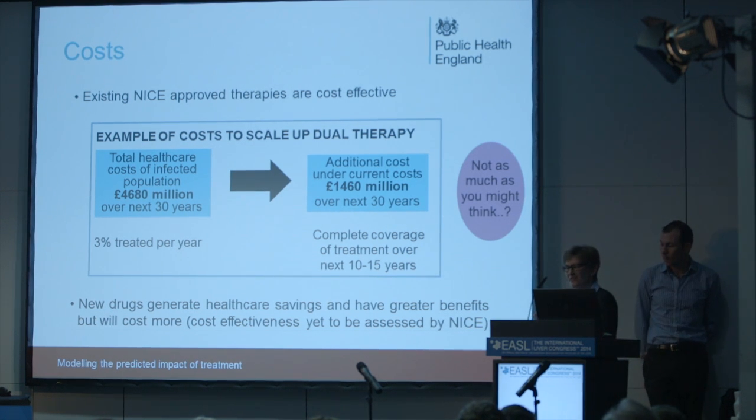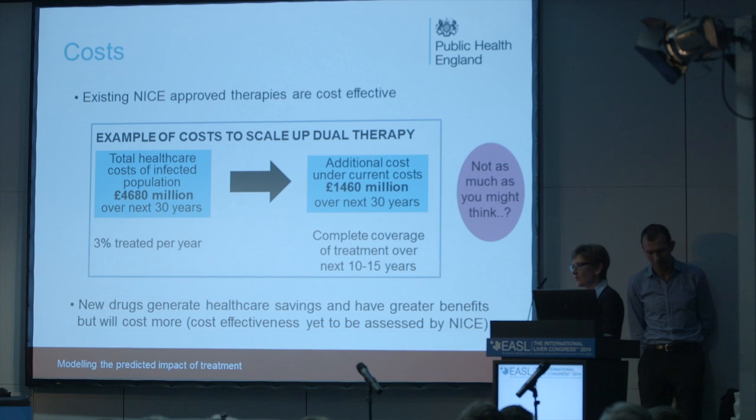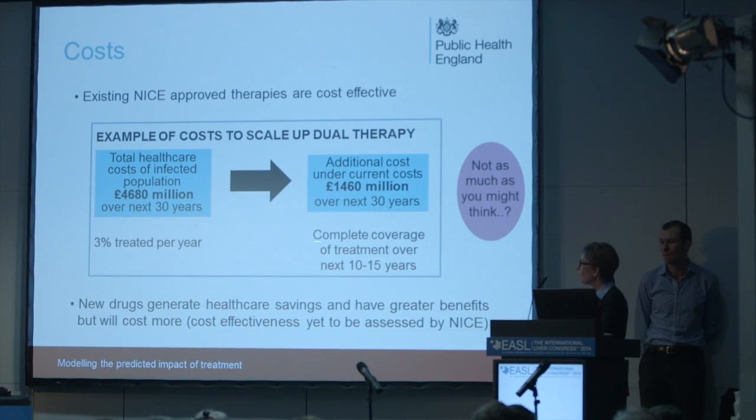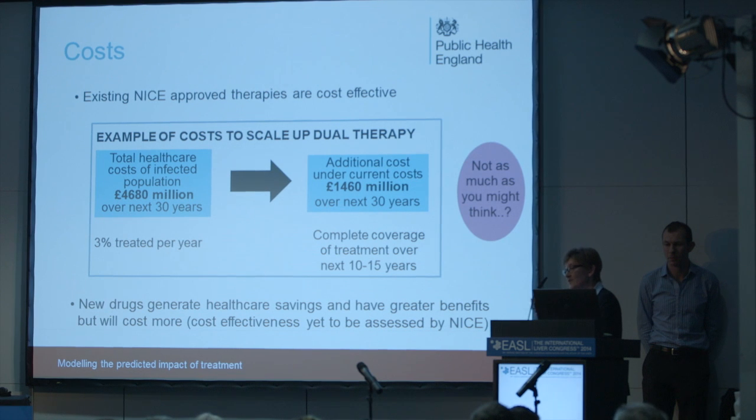Now, when you talk about scaling up treatment to people, they're sort of thinking, oh, doubling, 6%, how much more is that going to cost? What does it really cost to actually get up to treating everybody, 100% of the people, over the next 10 to 15 years? And you can see that actually, when you consider the costs of dealing with the disease that you avert, it's actually not as much more in real terms as you would think.